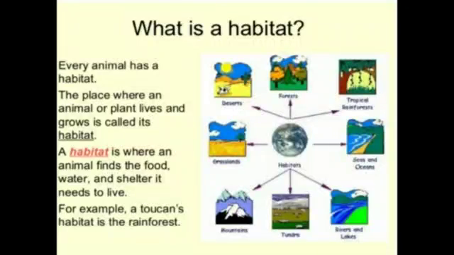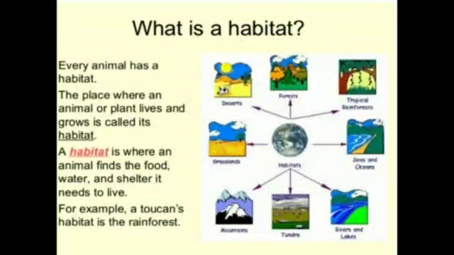So what is habitat? First of all, the surroundings where organisms live is called its habitat. You know that. It means every animal has a habitat. The place where an animal or plant lives and grows is called its habitat. Habitat is where an animal finds the food, water and shelter it needs to live.